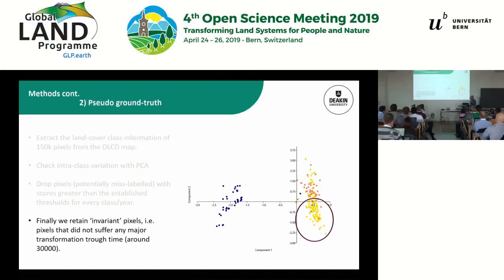That means pixels that did not suffer any major transformation through time. So at the end, we used just one training and one testing dataset for the whole period. And we kept around 30,000 pixels that were split for training and validation, 70% for training, 30% for the validation process.